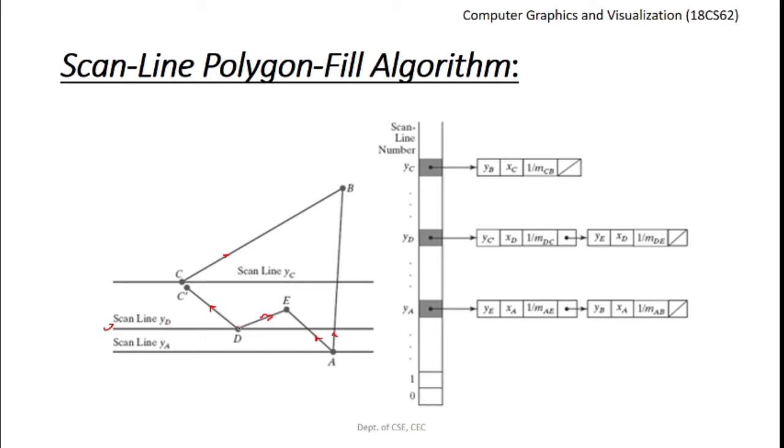So for scan line YD, the entry in the sorted edge table is an active list which contains three values: YC dash, the highest y coordinate here, followed by the x coordinate, which is XD, and the inverse of the slope of this line, 1 by MDC. That is what we have here. The next edge that we have here is DE. The highest y coordinate value is YE, followed by the x coordinate of the vertex D, which is XD, followed by the inverse of the slope of this line DE, which is 1 by MDE. There is no other edge involved here, so we end this list.